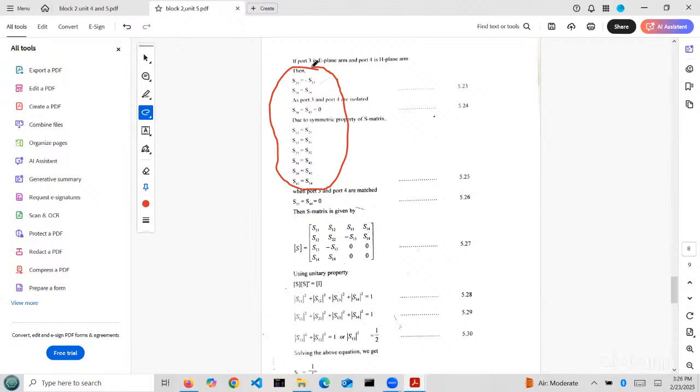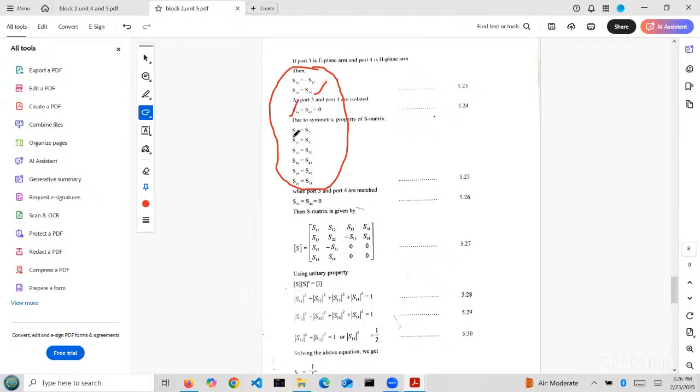What is the first condition? S23 equal to minus S13, S24 equal to S14, S34. Did you observe? S24 equal to S14. Maximum it is matching with 1. Next, S34 and S43 combination is equal to 0.